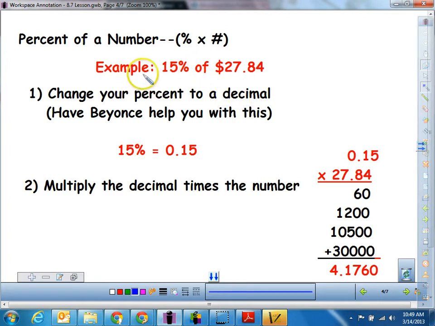So if I want to know what is 15% of $27.84, that means I'm taking the percent times a number. So the first thing I need to do is change your percent to a decimal. This is our Beyonce one. So we drop the percent, and this is a whole number, so that means my decimal is at the end of it. I need to move it 2 places to the left to get it to equal 0.15. And now I'm going to multiply it.